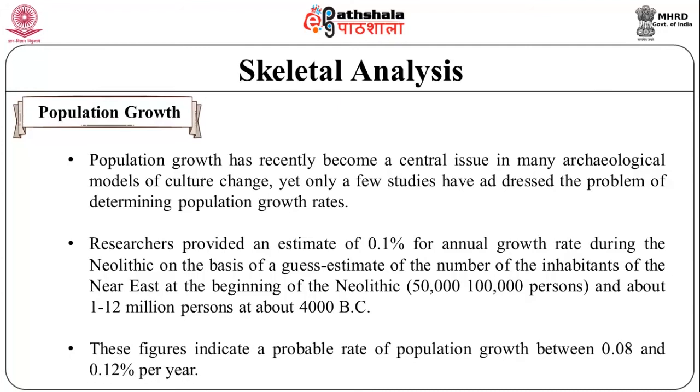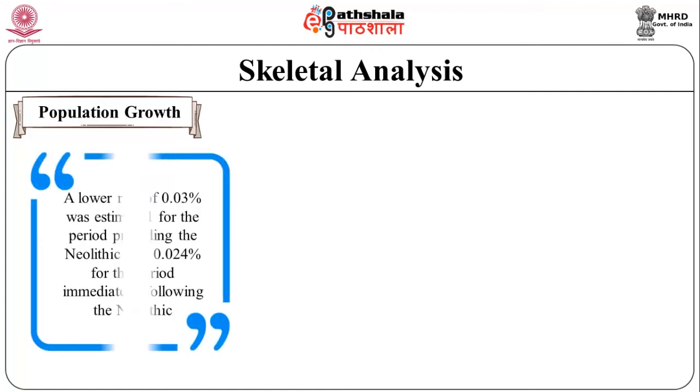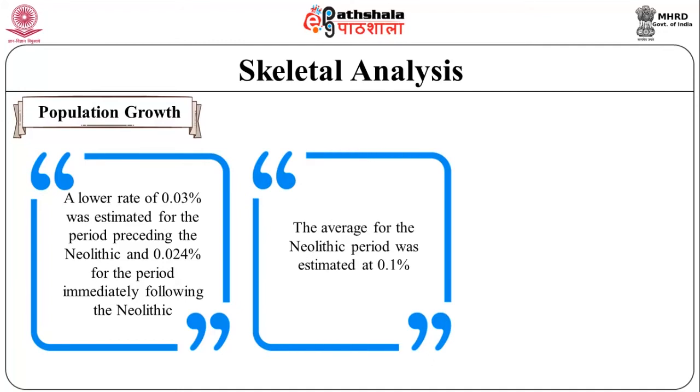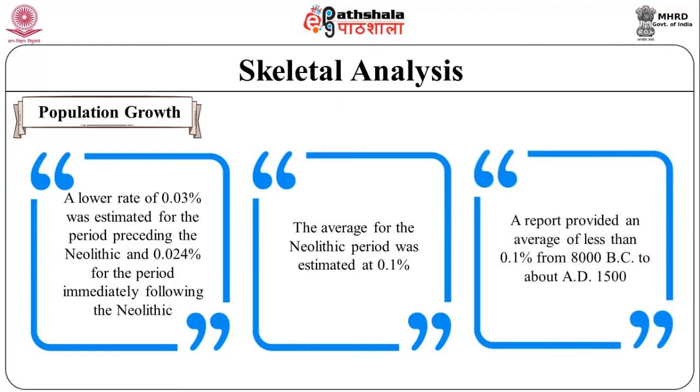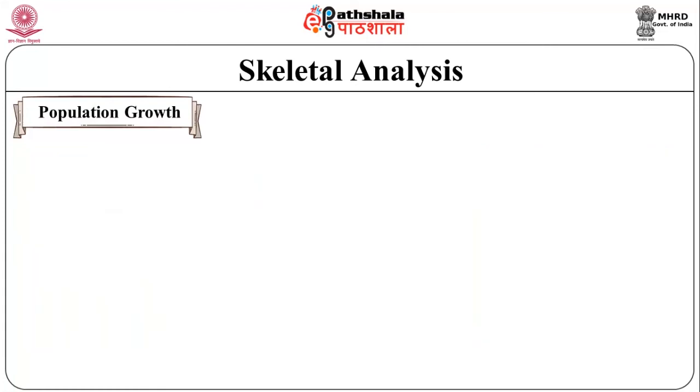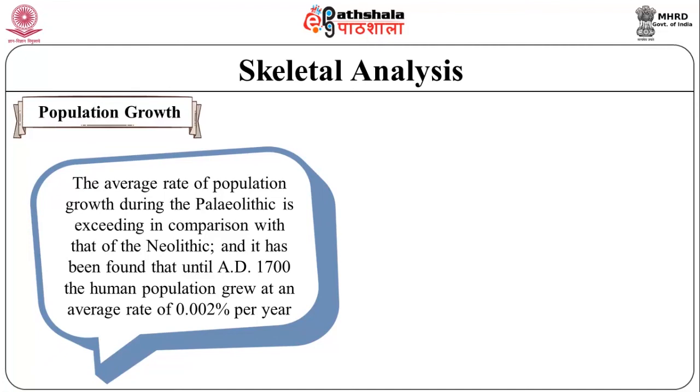These figures indicate a probable rate of population growth between 0.08 and 0.12% per year. A lower rate of 0.03 was estimated for the period preceding the Neolithic and 0.24 for the period immediately following the Neolithic. The average for the Neolithic period was estimated at 0.1%. A report provided an average of less than 0.1% from 1000 BC to about AD 1500, the average rate of population growth during the Paleolithic is exceeding in comparison with that of the Neolithic, and it has been found that until AD 1700, the human population grew at an average rate of 0.002% per year.